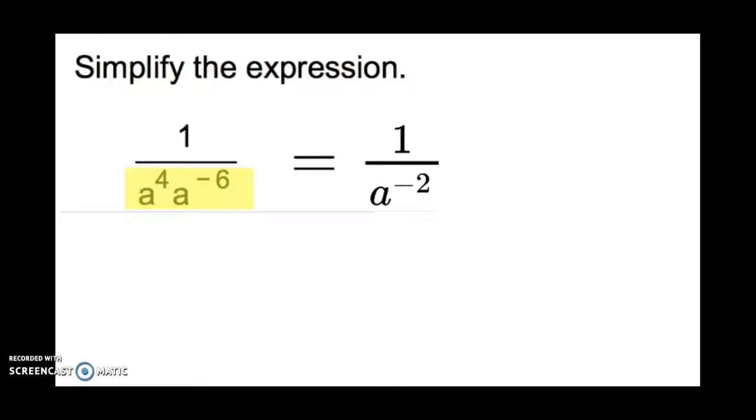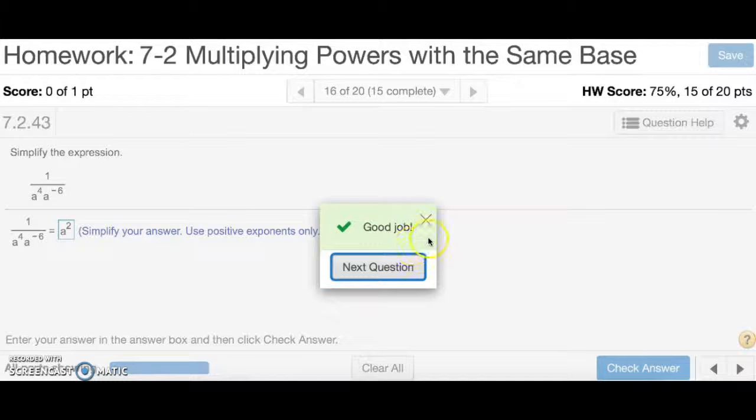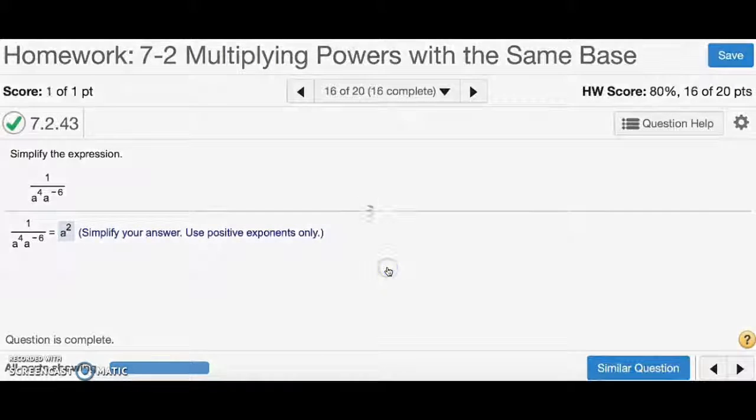Now our exponent is down at the bottom. I have to make the exponent positive, and to do that, I have to move it up top. So I'll have a to the positive 2 as my answer. So type in a to the positive 2. That's my answer for number 16.